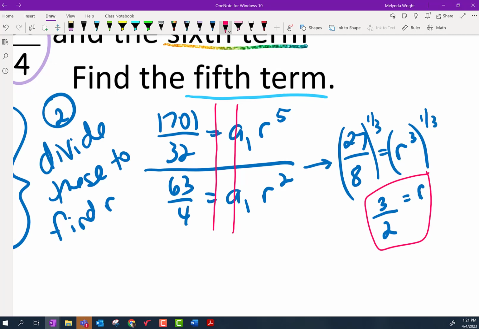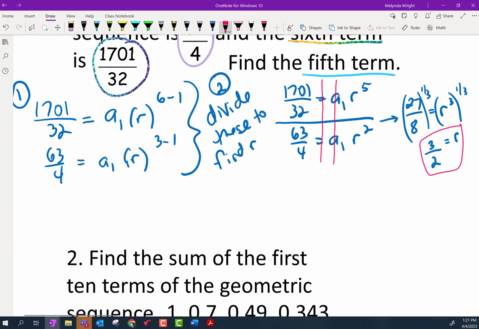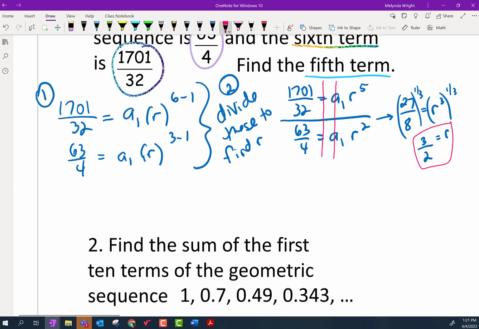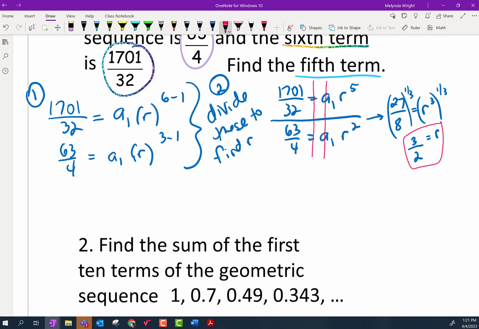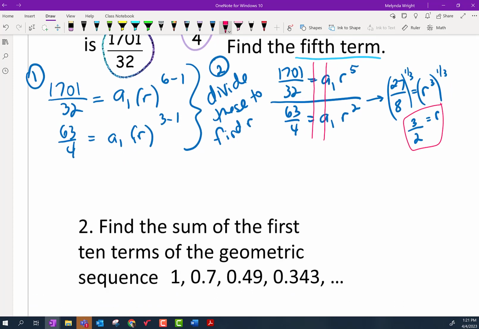Now we need to go back and find a sub 1, because what if they ask us for the 50th term? We would not be able to do that by hand. So I need to show you how we need to keep going. Okay, so I'm just going to draw a line here. The first part we used, that's our steps. We wrote each term that we were given inside a formula, then we divided them to find r. Now we're going to step 3.